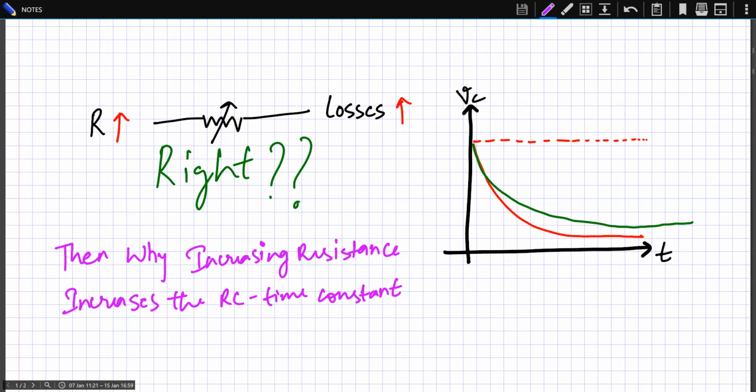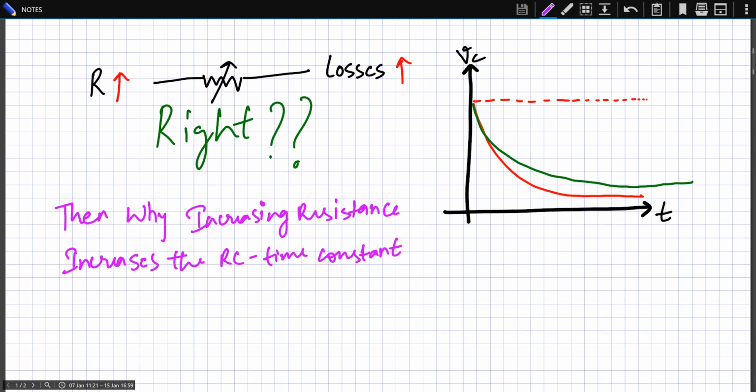Whenever we think about resistance, we always associate it with losses. More the resistance, more will be the losses, less will be the efficiency. But that's not always the case. Okay, so let's see why.